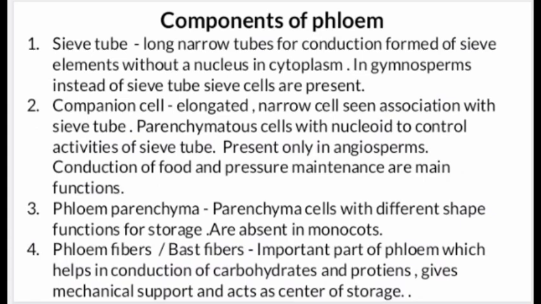Companion cell. An elongated, narrow cell seen in association with sieve tube. Parenchymatous cells with a nucleus to control activities of the sieve tube. Present only in angiosperms. Conduction of food and pressure maintenance are the main functions. Phloem parenchyma. Parenchyma cells with different shapes, functioning for storage; absent in monocots. Phloem fibers, or bast fibers, are an important part of phloem which help in conduction of carbohydrates and proteins. They give mechanical support and act as a center of storage.